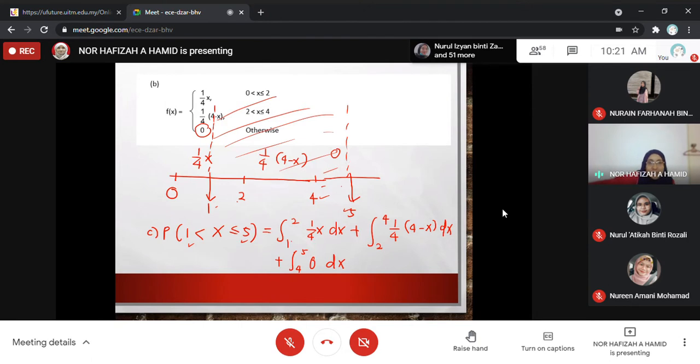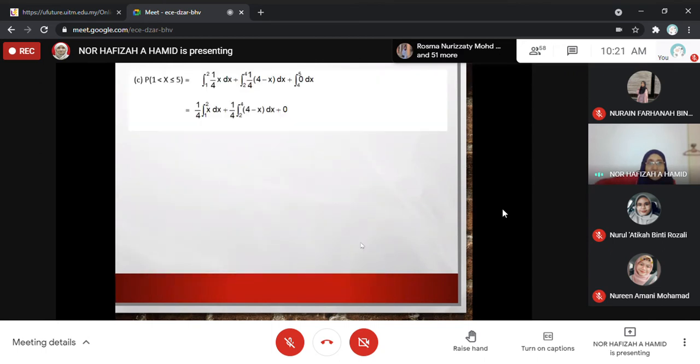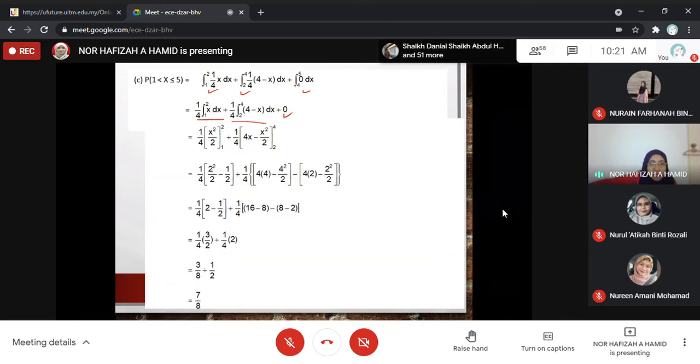Okay, so you dapat set up the integral. Next you can integrate, lepas tu substitute value and you get the answer. Okay, so you have for C, so macam ni lah. Okay, so ini untuk yang first, second and third. So ni untuk 0. So 0 integrate, then we have 0. Okay, so ini you integrate lah, integrate, lepas tu substitute value. And we get the answer is equal to 7 over.